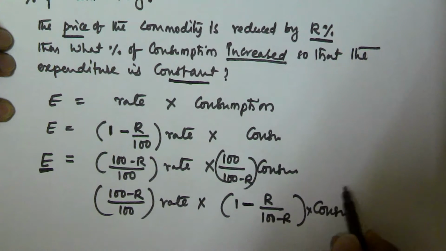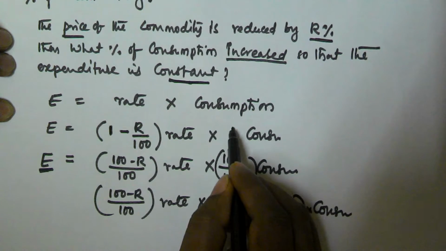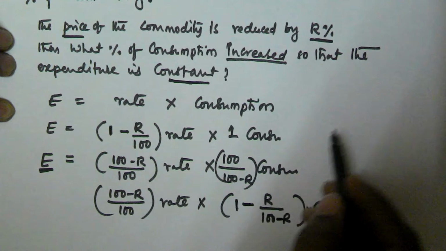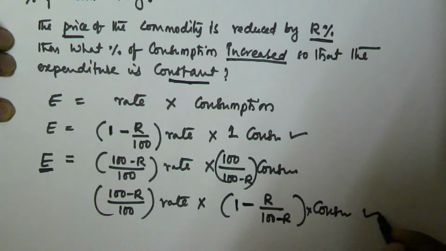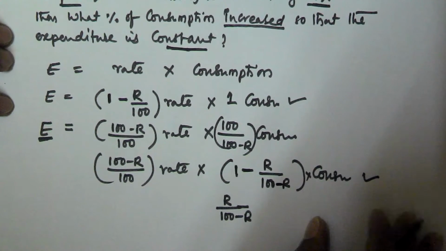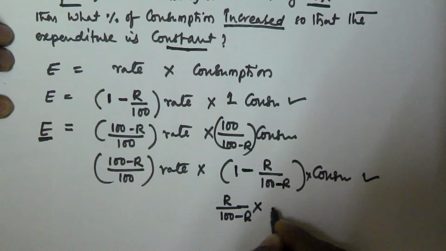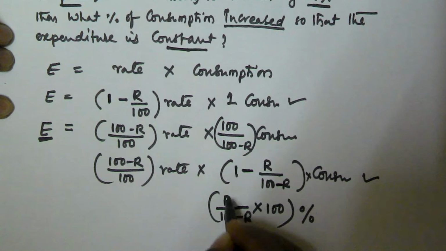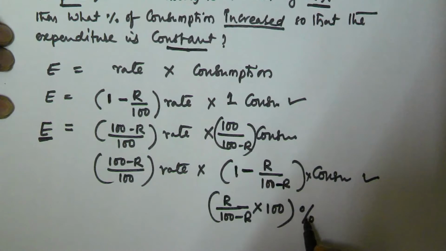So initially the consumption is 1, but now the consumption is 1 minus R by (100 minus R). That means clearly from here to here, the consumption is changed by R by (100 minus R) fraction. So to get the corresponding percentage, we have to multiply this one with 100. So this one will give the percentage.